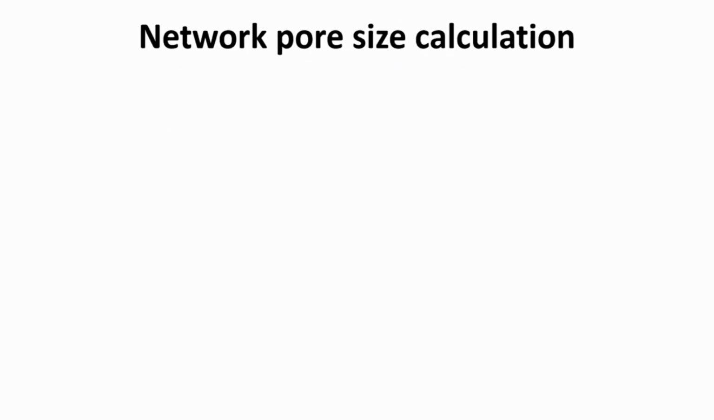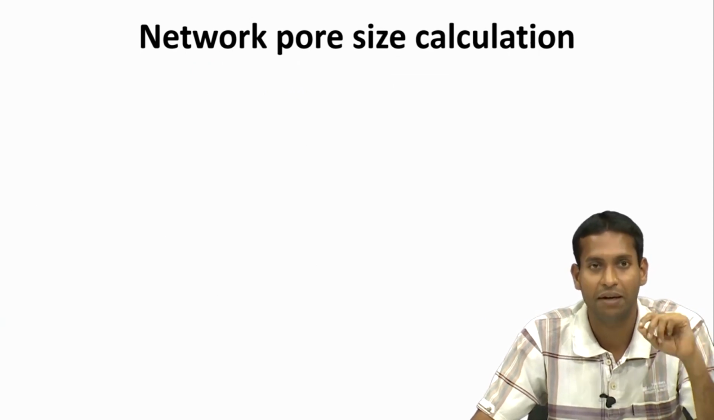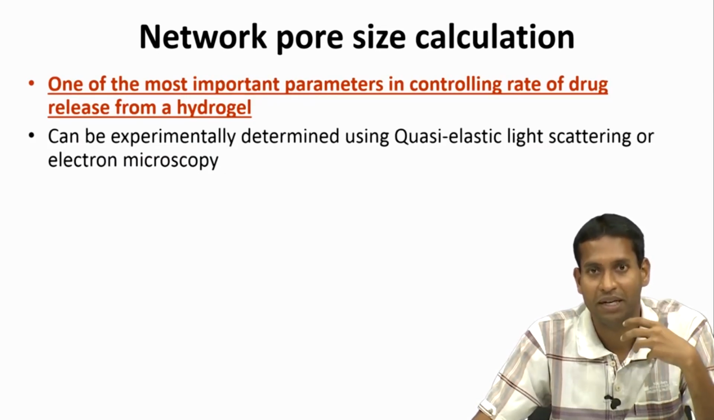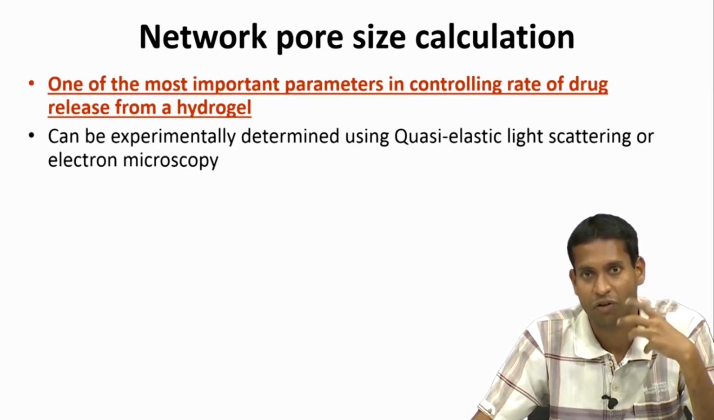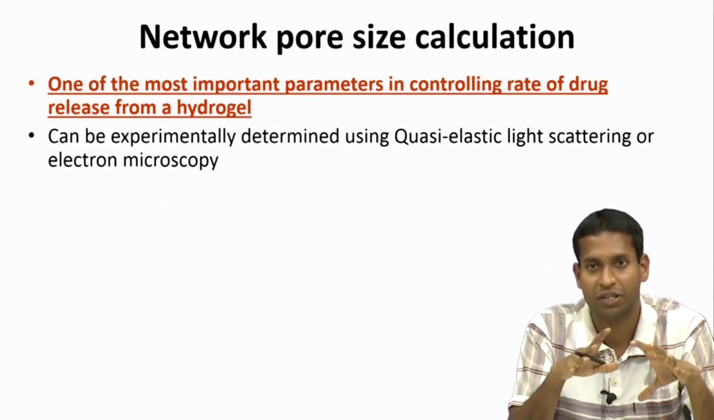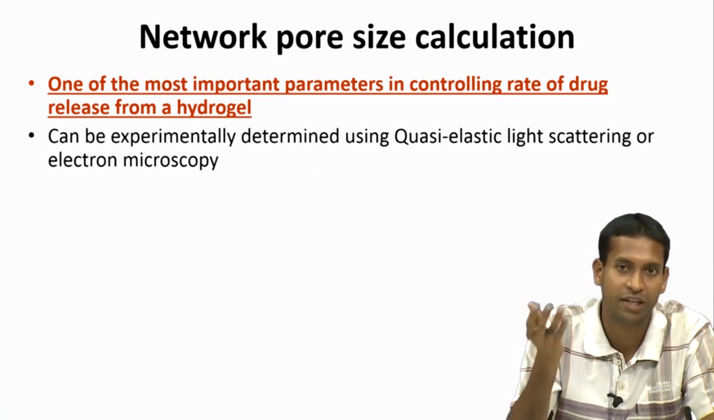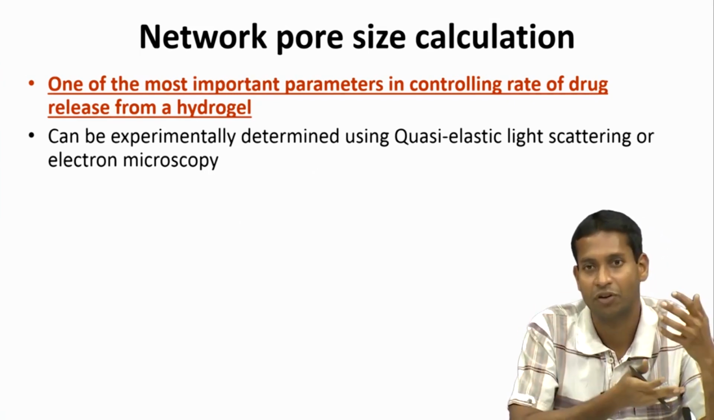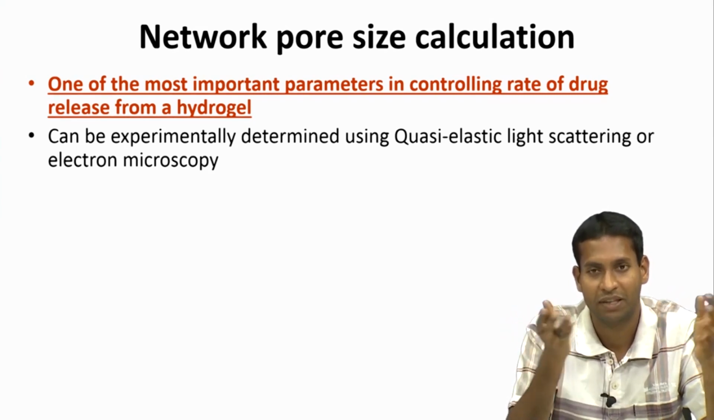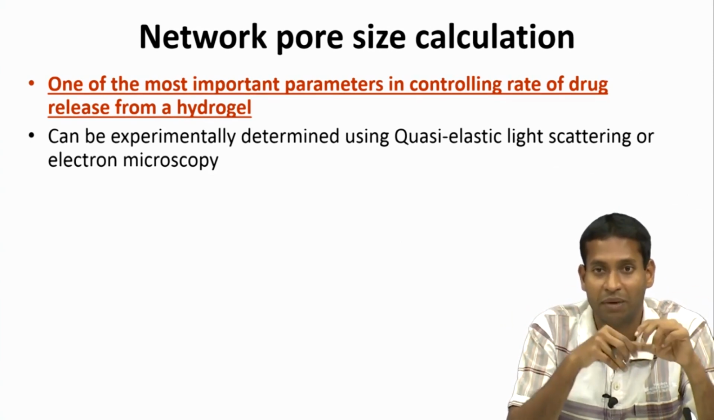Okay, so now let us look at the pore size calculation, which is what we eventually want to get at. Again, this is one of the most important parameters in controlling the rate of drug release from a hydrogel, because for the same drug and the same concentration, if I change the pore size from let us say 10 nanometer to 15 nanometer, it will be much easier for the drug to diffuse out from the hydrogel network than when the pore size is low. So that is one of the most important parameters that we have to define.